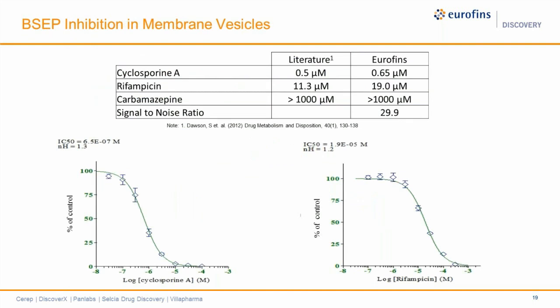We have validated the BSEP inhibition and FXR antagonist and agonist assay at Eurofins Discovery. We use inside-out vesicles from HEK cells that overexpress human BSEP. In this assay, a tritium-labeled taurocholate is used as substrate. Based on a set of reference compounds, the results of BSEP inhibition assay in our lab are comparable with the values from literature. By combining the BSEP inhibition and FXR agonist and antagonist assay, we can provide a better assessment of cholestasis.